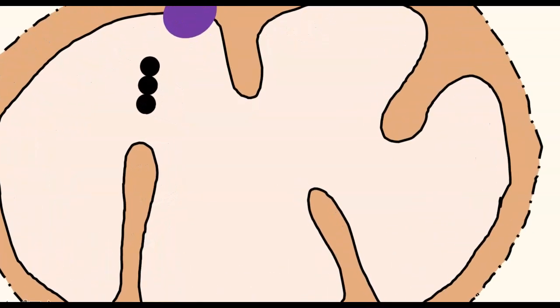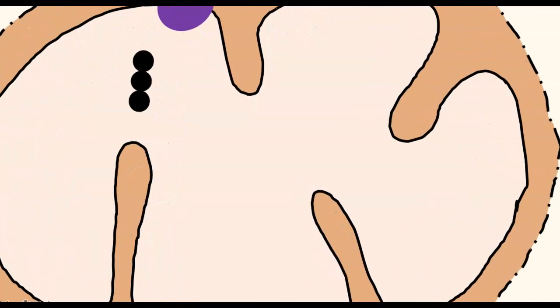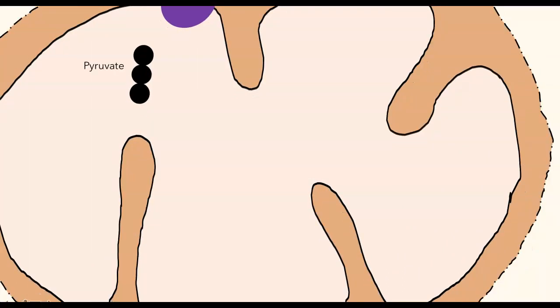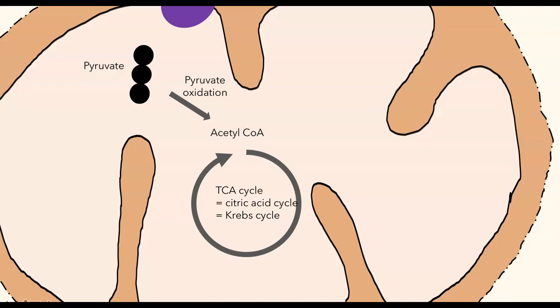All right, well, let's blow this up so we can see what's happening in the mitochondrion. Pyruvate's the starting material for these two reactions that I'm going to talk about. The first, called pyruvate oxidation, will convert pyruvate into a compound called acetyl coenzyme A. And then the second, the tricarboxylic acid cycle, which is also called the citric acid cycle and the Krebs cycle, will further metabolize that. Let's look at them one by one, beginning with pyruvate oxidation.